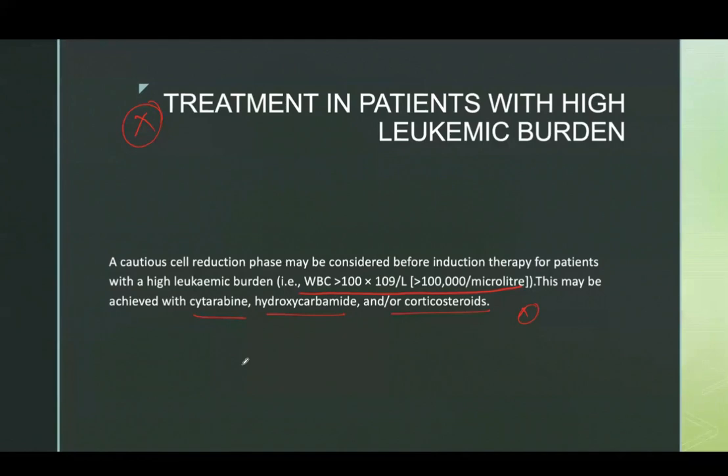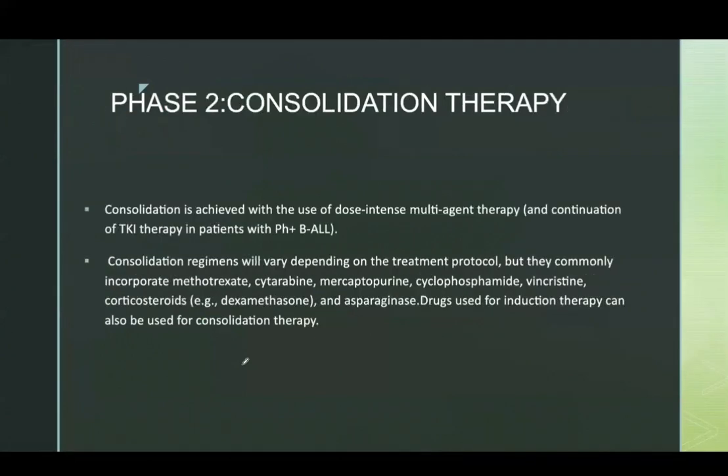Okay. So these are the drugs you will give in case of a high leukemic burden. Once again, you should know what is a high leukemic burden: WBC more than 100,000 per microliter. And the regimen is cytarabine, hydroxycarbamide, and corticosteroids.